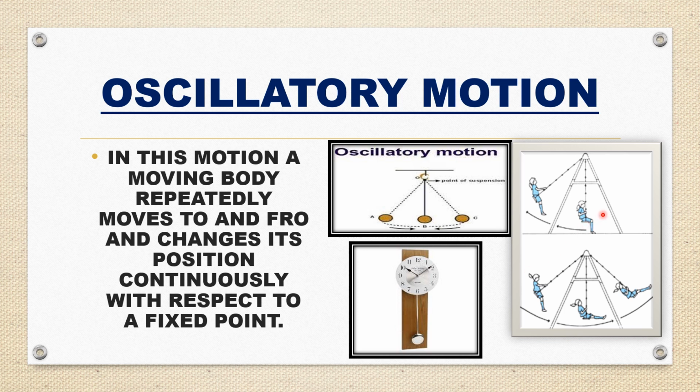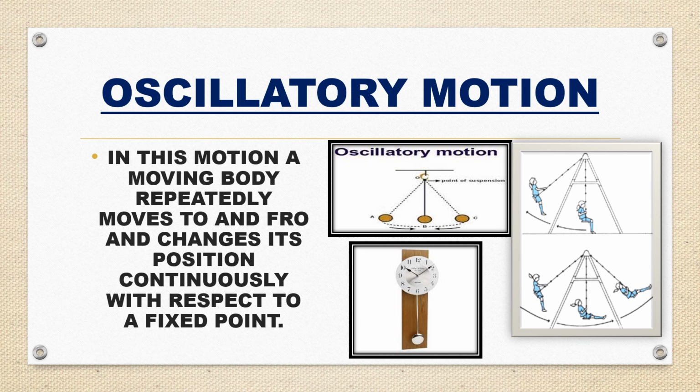Okay, now the next example that I have given here is that of a swing. It is fixed at one particular point, that is this point, and we sit over here, push ourselves back, then go up, then come down here, then go up like this. So to and fro, to and fro. When you have this particular type of motion, it is known as an oscillatory motion.